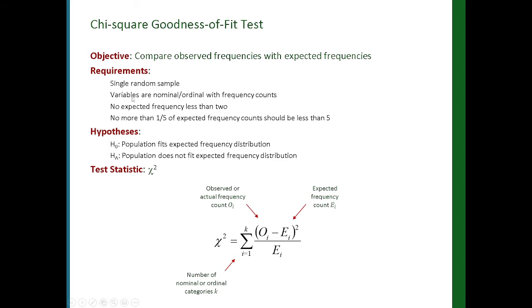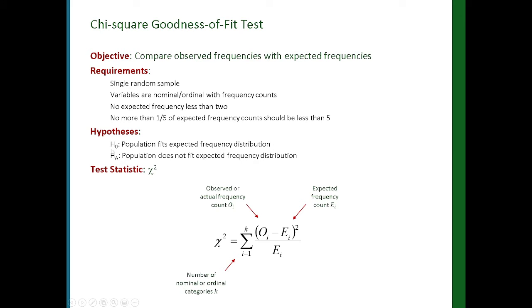we're collecting is nominal or ordinal with frequency counts, and there's no expected frequency less than 2, and no more than 1/5 of the expected frequency counts are less than 5. Otherwise, we may break the requirements for this test and produce unreliable results, essentially.